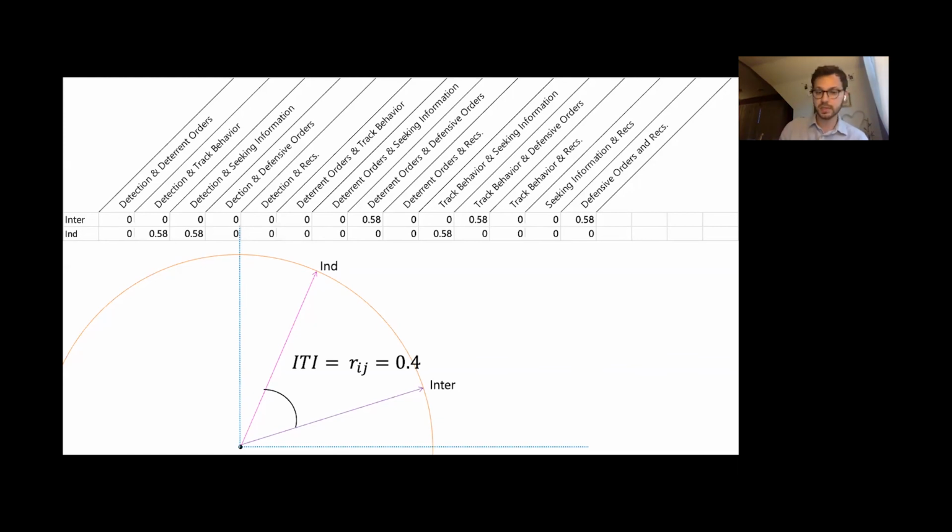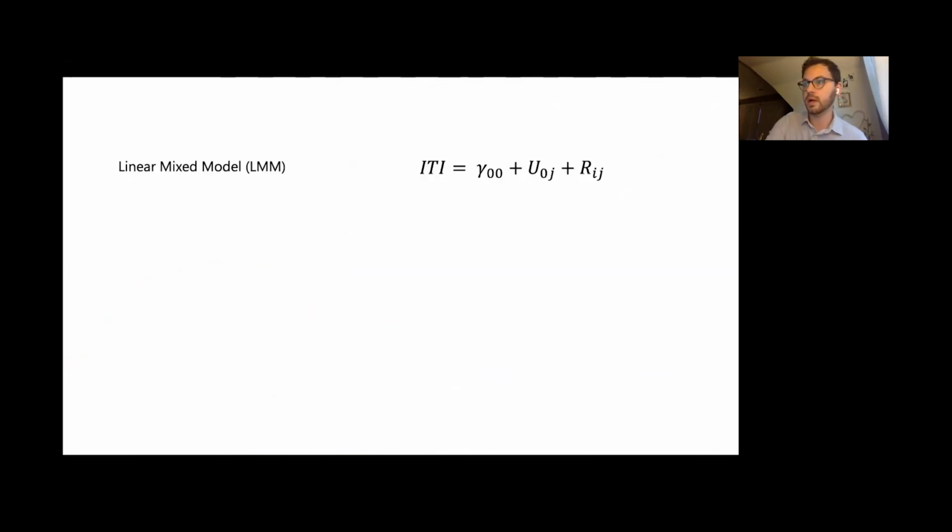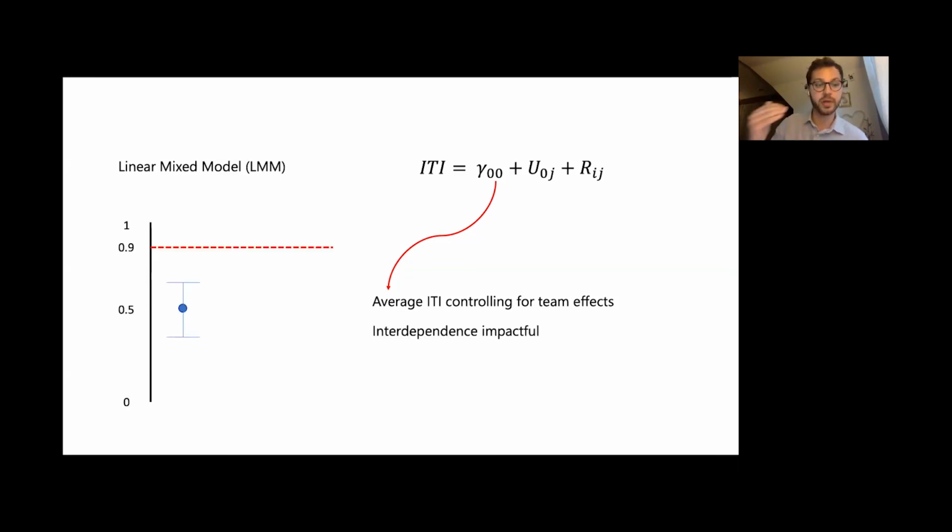So if we collect together all these measures for all the individuals in a given data set, say, we can do statistical tests to see if on average there's a statistical or significant impact of interdependence in this data. And so we can do that using linear models, in this case, a mixed model. What we're doing is we're predicting that ITI value based on the intercept, which corresponds to the average ITI controlling for team effects. And what we're interested in doing is comparing this to some threshold, some ITI or correlation threshold, say 0.9, a very high one, meaning similar models.